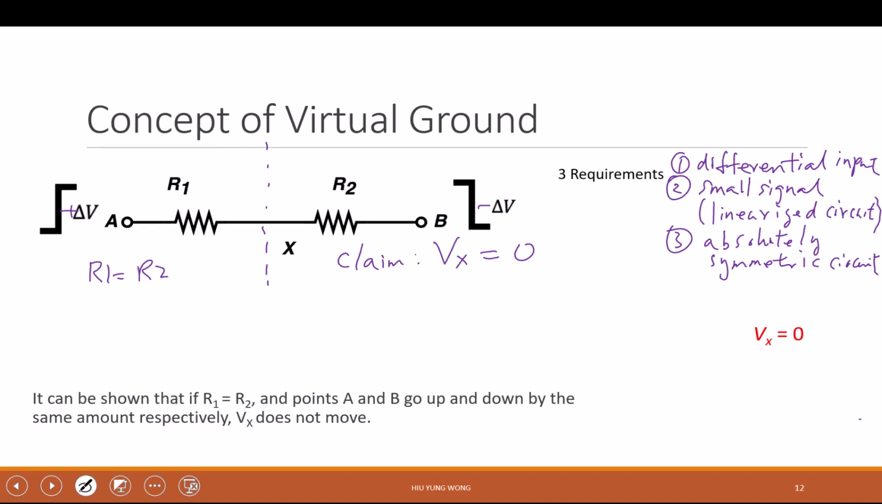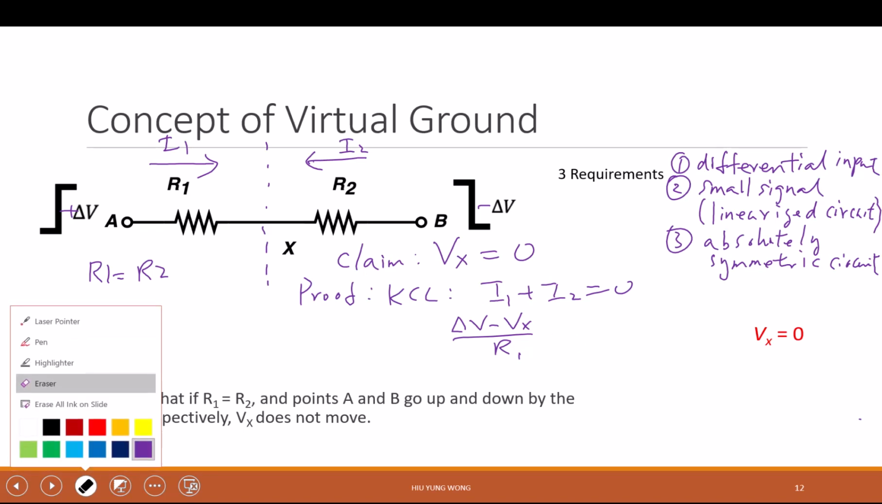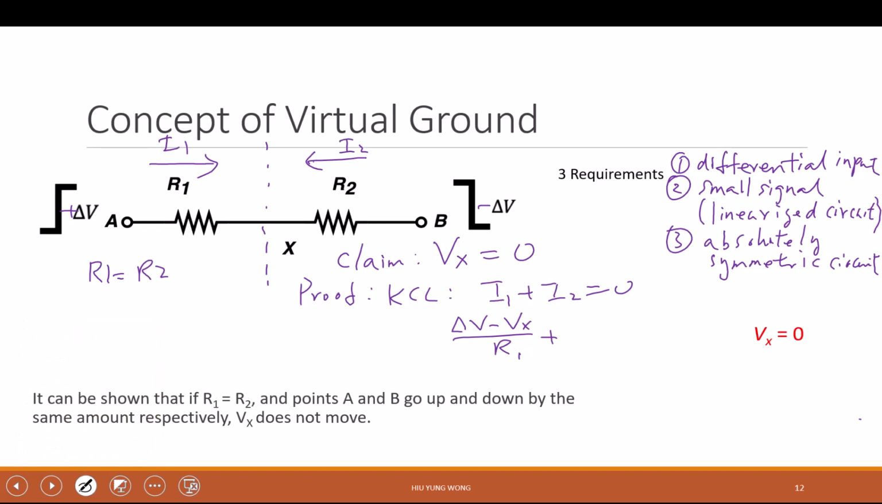Okay, and let me prove to you. For this case, use KCL. Right? If I call this I1, call this I2, I have I1 plus I2 equals 0, right? KCL. Now, what is I1? It's delta V minus Vx divided by R1. And I2 is, what is I2 based on the drawing? Is Vx.